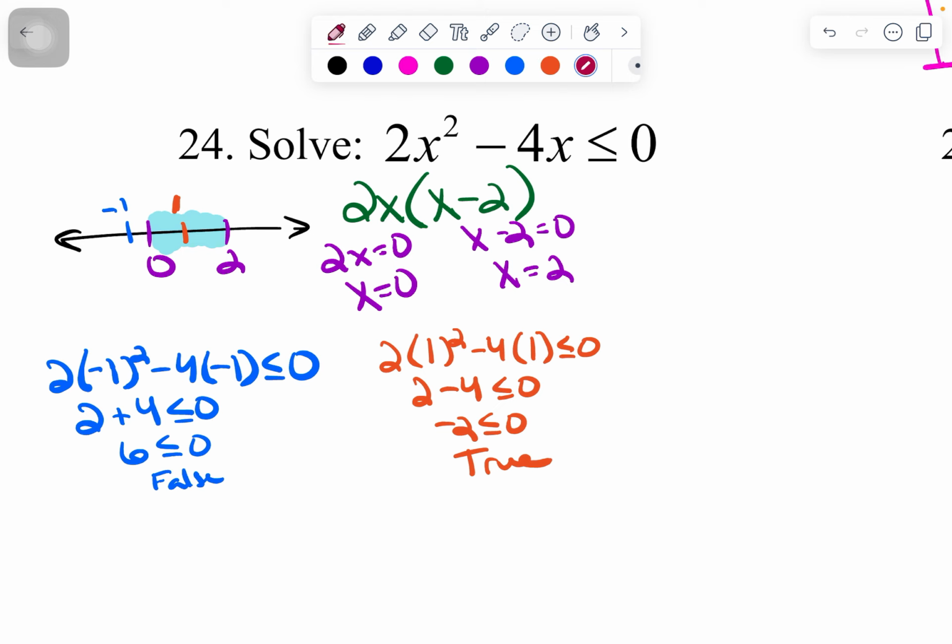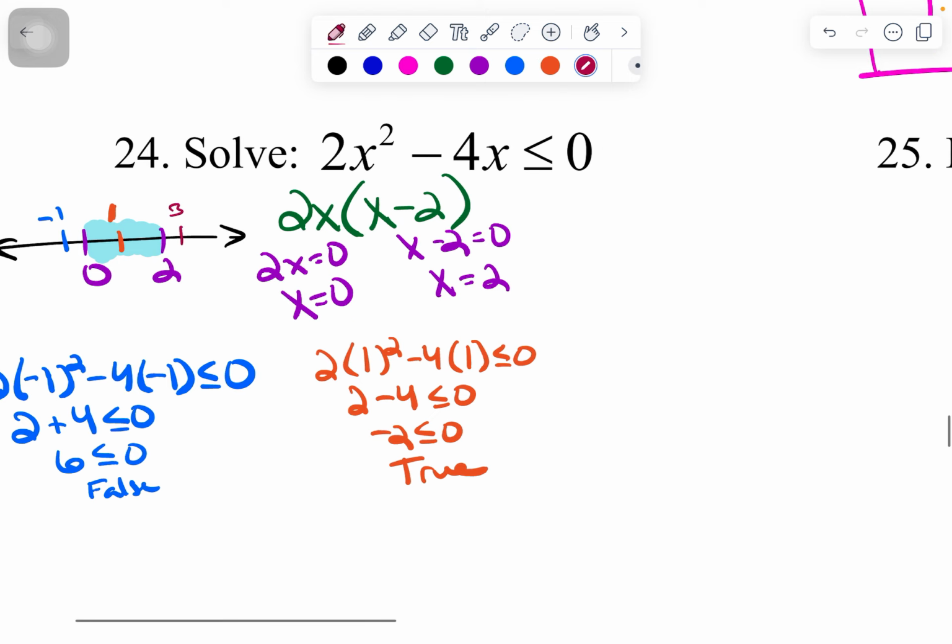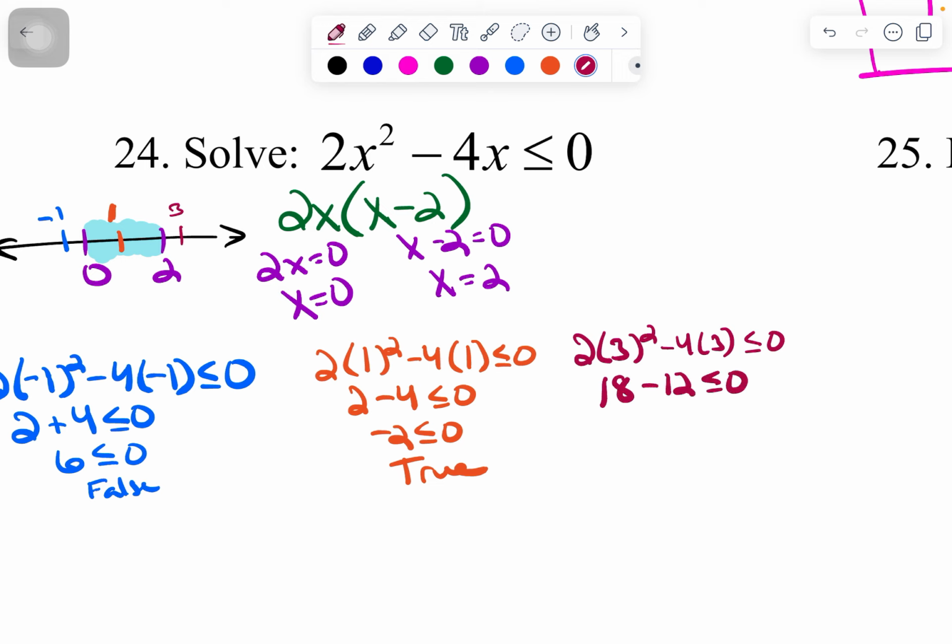One more test is some number greater than 2. I'll pick a 3, keep my number small. So we're going to do 2 times 3 squared minus 4 times 3, less than or equal to 0. 3 squared is 9, 9 times 2 is 18, 4 times 3 is 12, and it was minus 12. So 18 minus 12 is 6. 6 is less than or equal to 0? False statement. That is absolutely not less than or equal to 0.